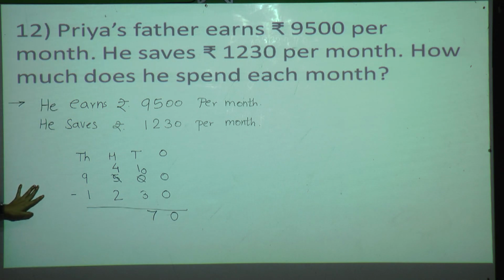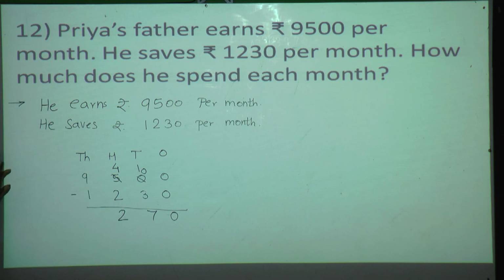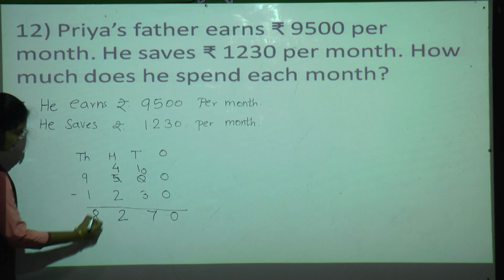Okay. Then see the hundreds place. Here 4 is there, here 2 is there. 4 minus 2 is equal to what? 2. So write 2 at hundreds place. See the thousands place, here 9 is there and here 1 is there. 9 minus 1, do the subtraction. What will be the answer? 9 minus 1, 8. Okay.